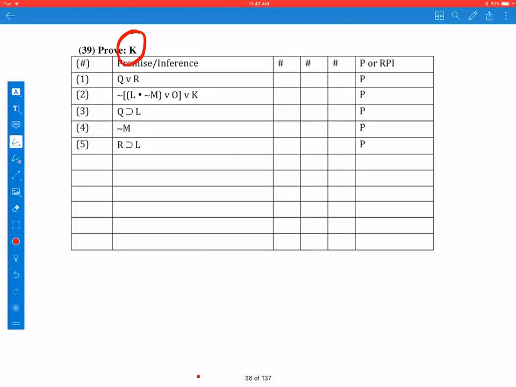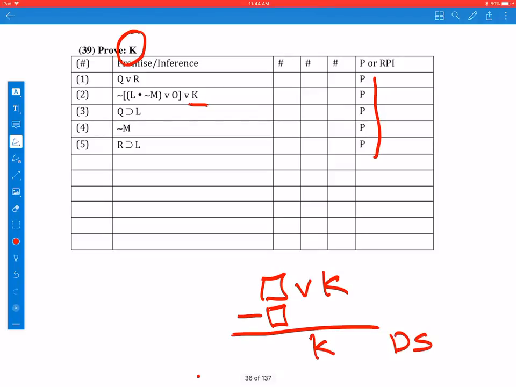All right, so let's look at this one. We need to prove K, and we've got these 5 premises. And we look around and we see there's a K on line 2. Now it's part of a disjunction, so we've got something like blah or K. So what we need is a not blah to get the K by disjunctive syllogism. So what we need is the opposite of that first disjunct. So what we need is L and not M or O.